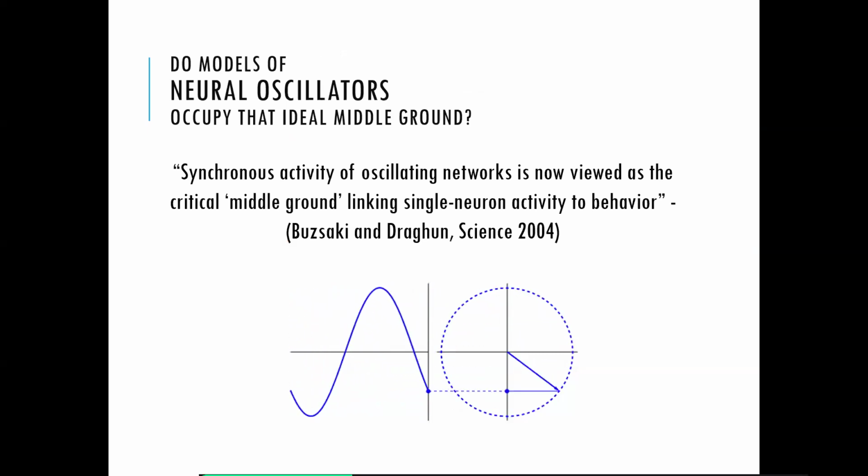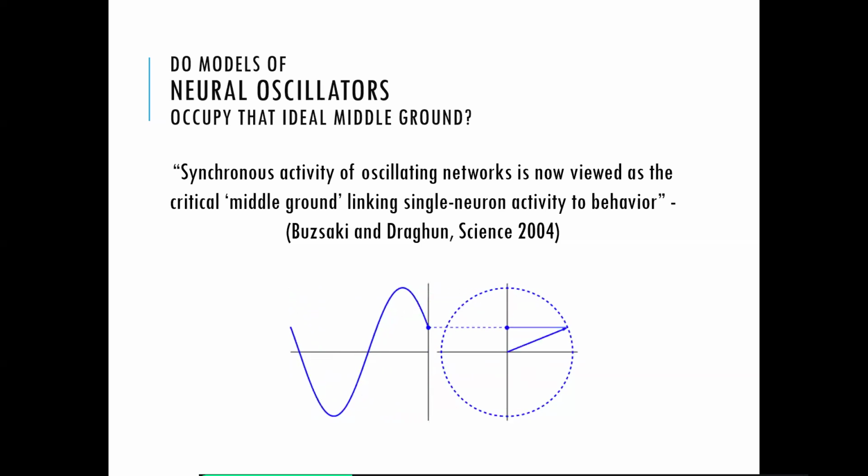So if you want a model of the brain where you describe dynamics in terms of these frequency bands, you need to use oscillators, right? Now, oscillators therefore seem to be like the ideal middle ground. I want to quote from this Science paper by Buzsáki and Draguhn. They say that synchronous activity of oscillating networks is now viewed as a critical middle ground linking single neuron activity to behavior.